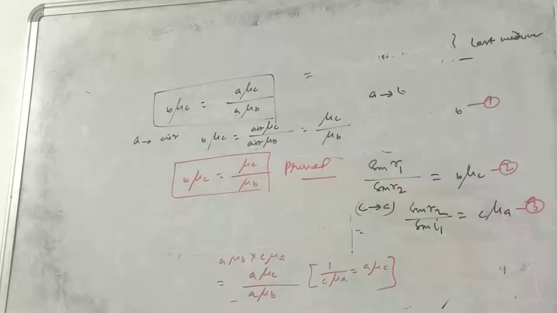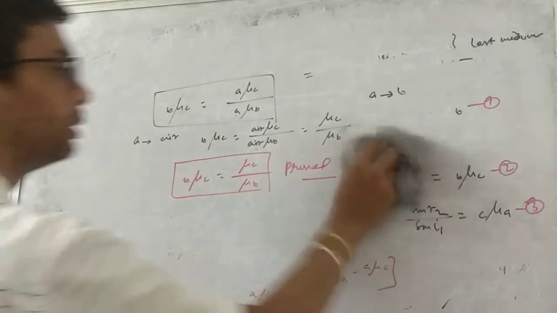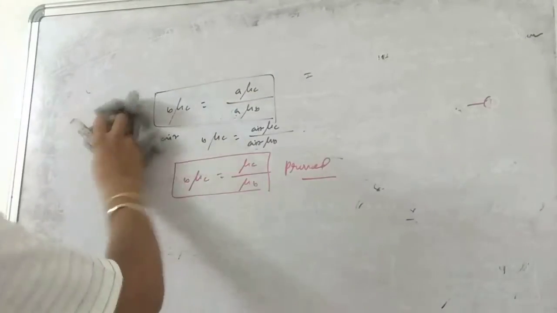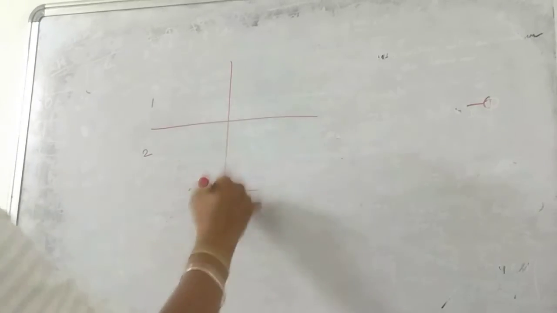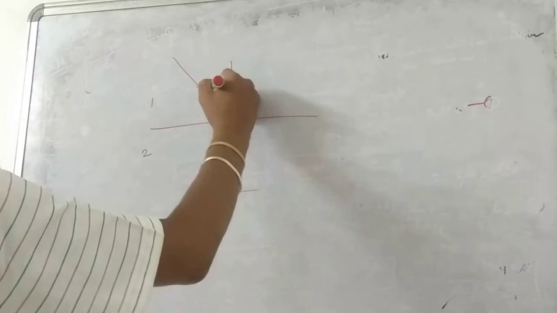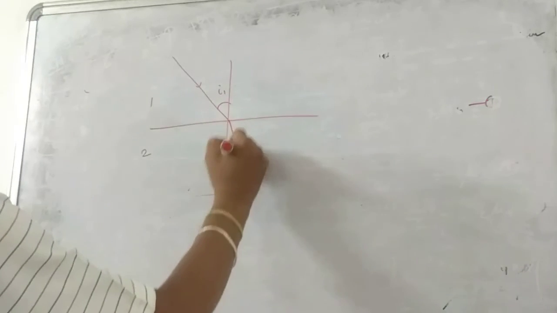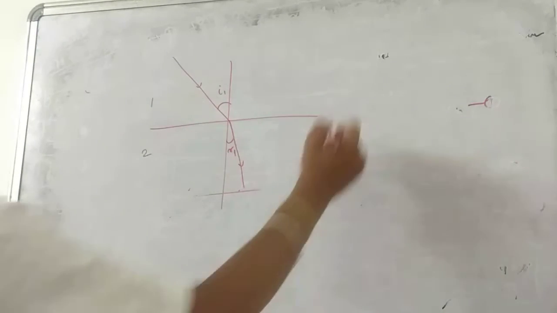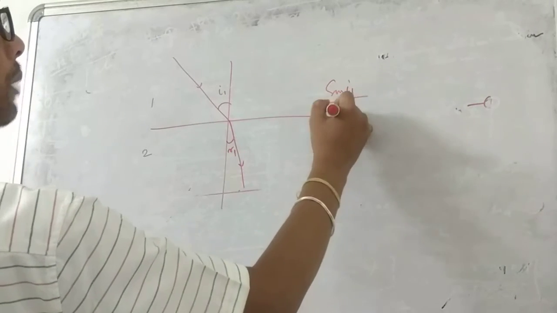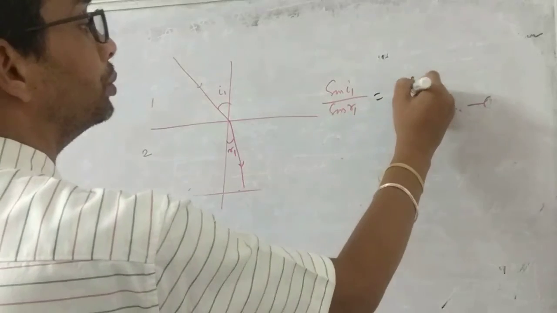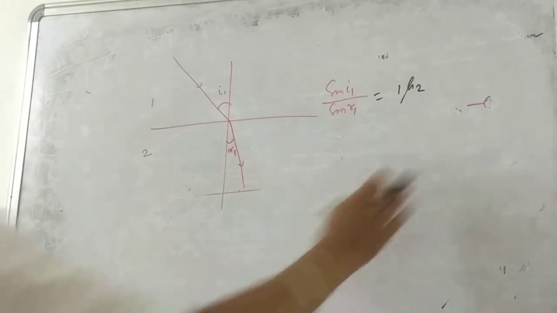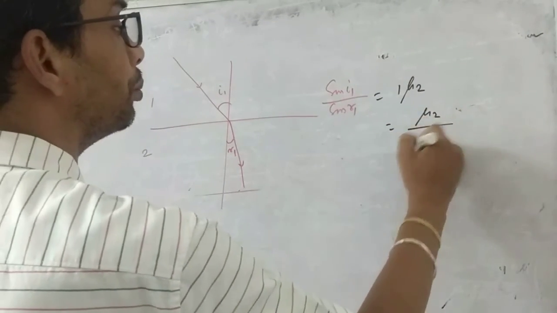Okay, this is one more thing. Now another thing, and this is the last topic of today's class. Suppose this is medium 1, this is medium 2, this is I1, and this is say R1. So sine I1 by sine R1 is nothing but mu 2 with respect to 1. It's nothing but mu 2 by mu 1.